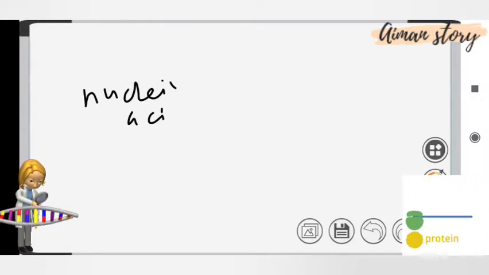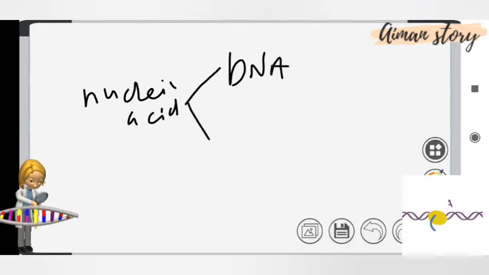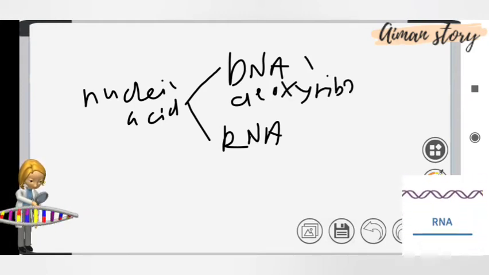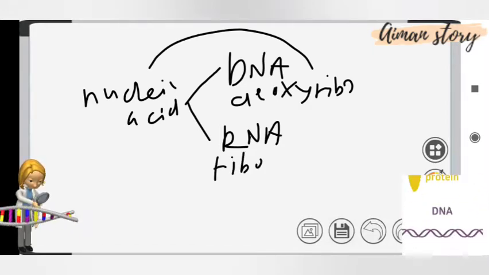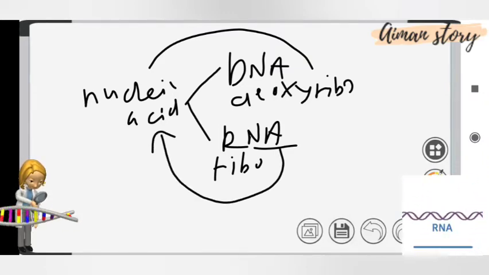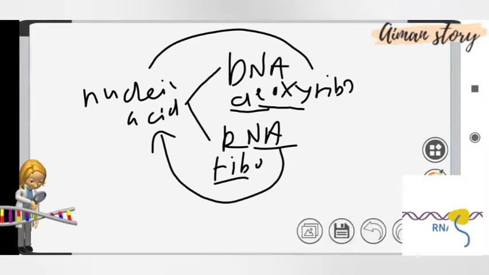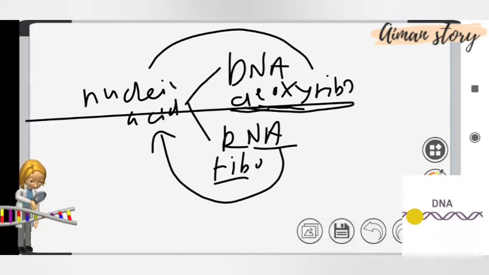Generally, nucleic acids consist of several types, but the most common nucleic acids are DNA and RNA. DNA stands for deoxyribonucleic acid, and RNA is ribonucleic acid. So the difference is just the initial part of the word: deoxy, and then ribo. RNA has ribo, and DNA also has ribo, but with the additional prefix deoxy.